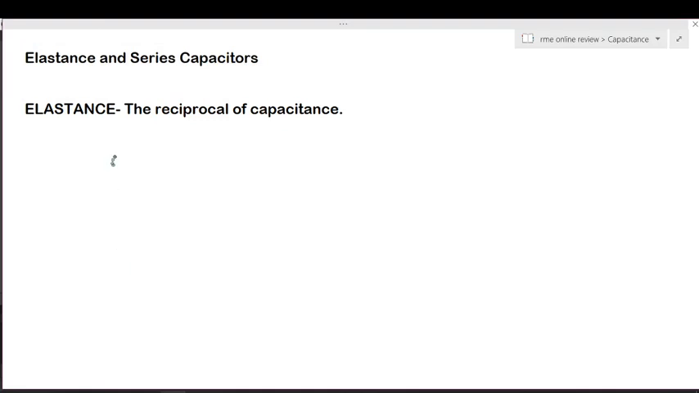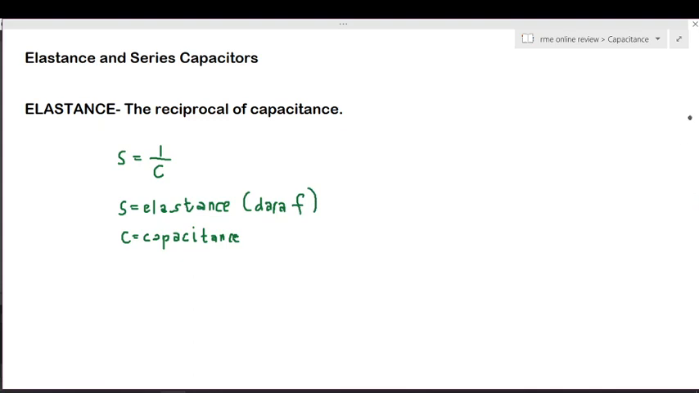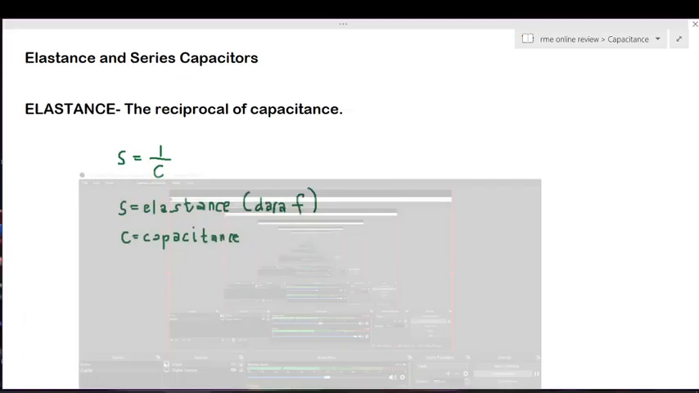The formula for elastance is S is equal to 1 over C, wherein S is the elastance and C is the capacitance. The unit for elastance is daraf. That is the reverse of farad. So daraf.